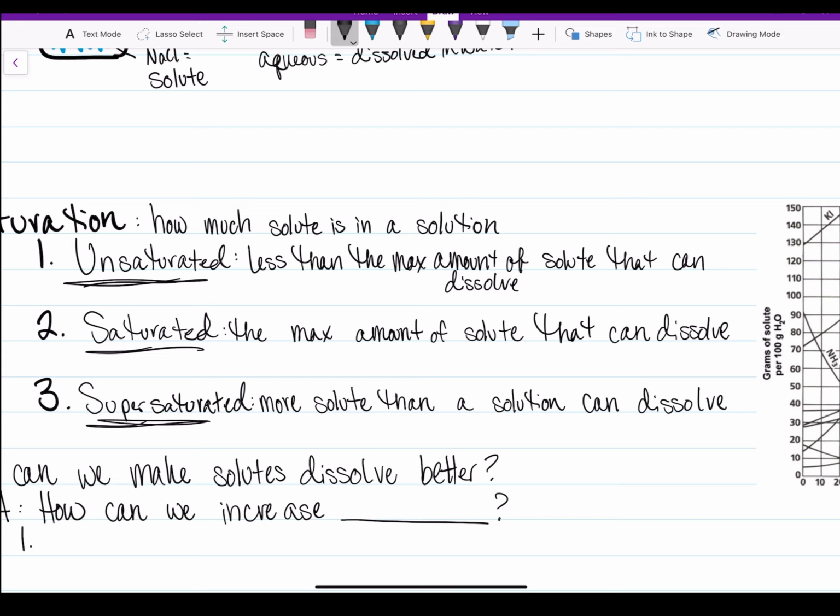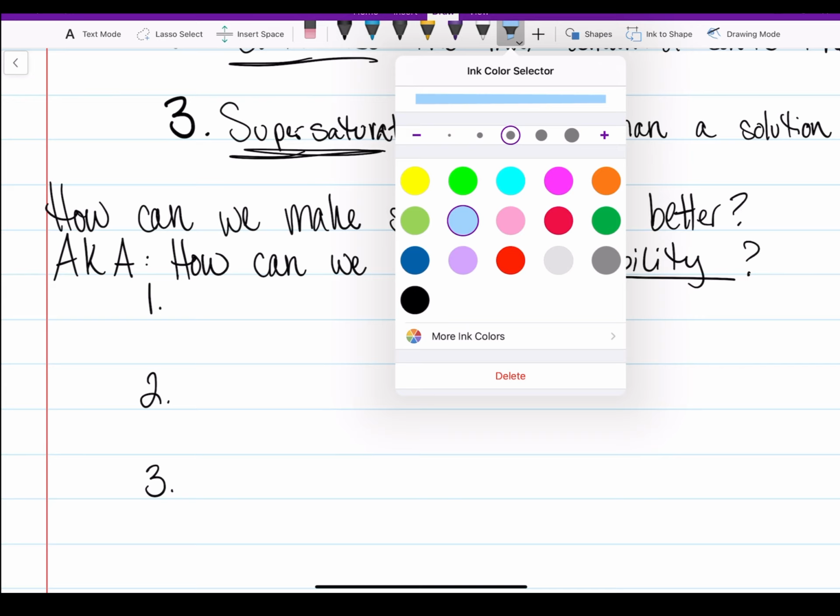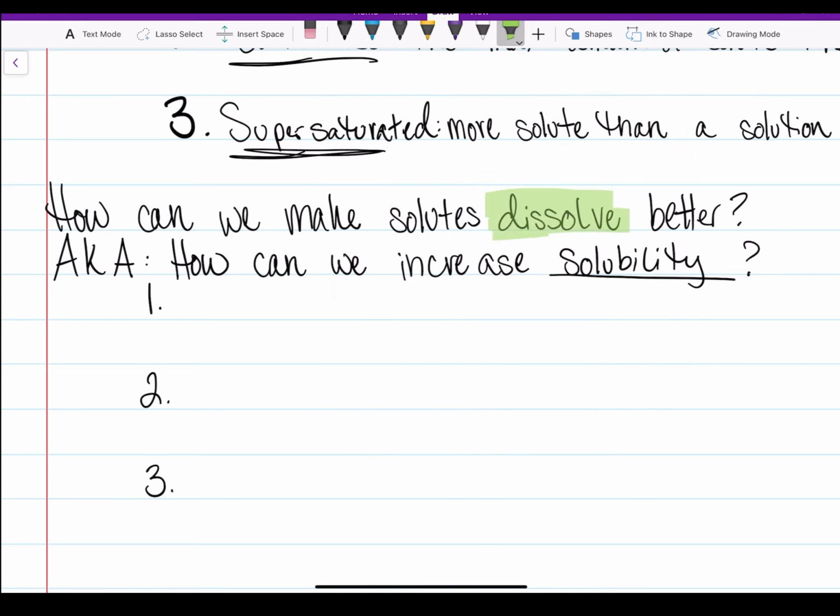So when we are pouring that salt in the water, we want it to dissolve really well. So let's think of some things that we can do to make the solutes dissolve better. AKA, let's use some vocab here. How can we increase solubility? So when you hear the words soluble or solubility, I want you to think of the word dissolve. So dissolve and solubility go together. So how can we increase solubility? How can we make something dissolve better?